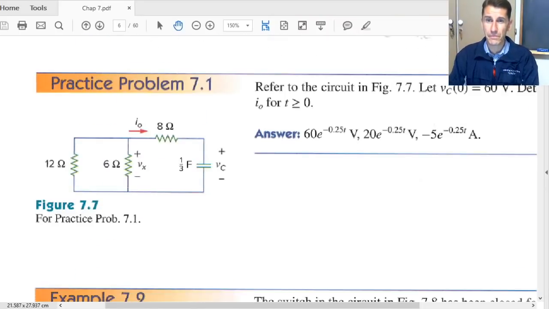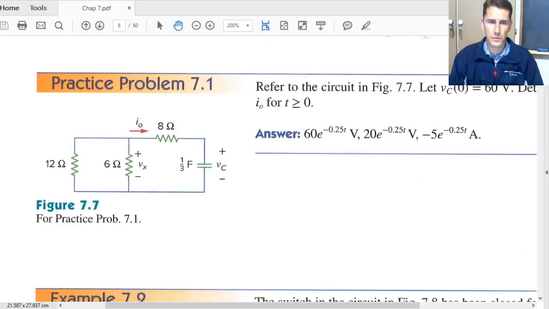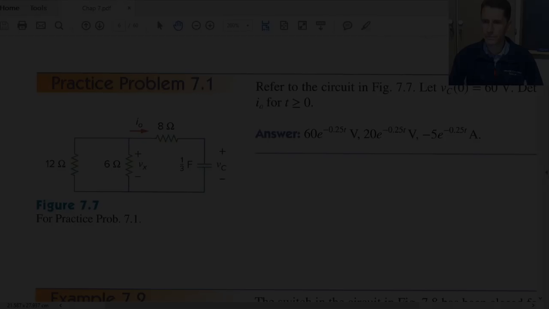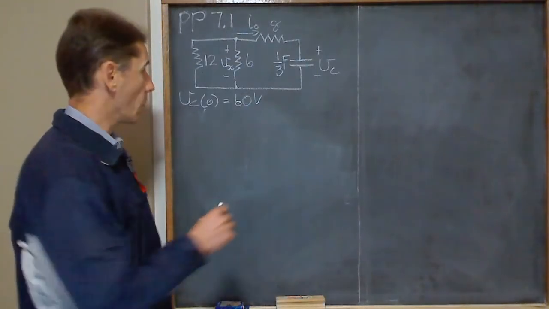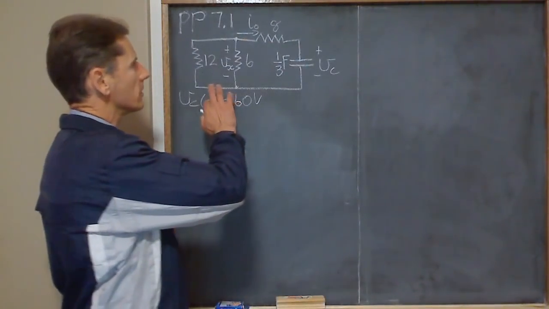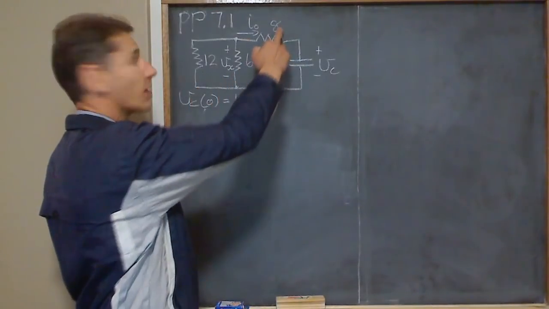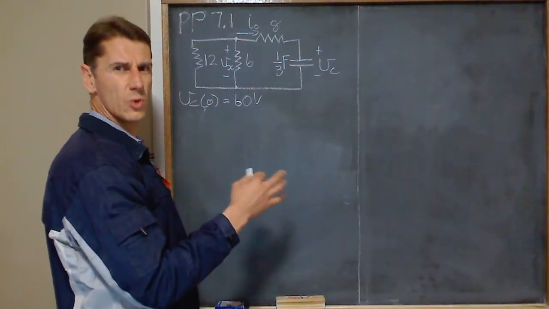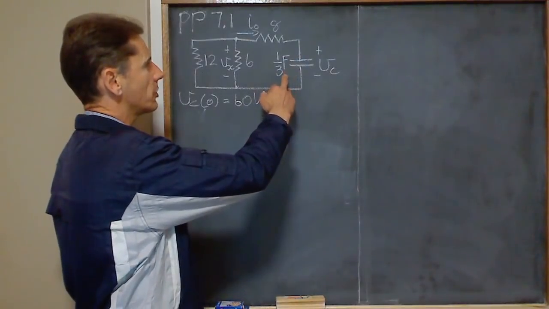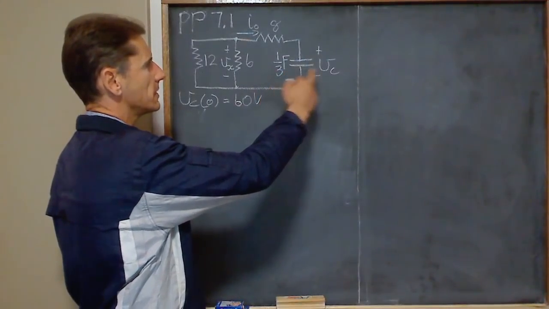Here we go. So there's a 12 ohm. Well, you know what? Let's just go over to the board. Okay, so practice problem 7.1. We've got a fairly simple circuit here. We've got a 12 ohm, a 6 ohm, 8 ohms. You'll see I never write ohms because it's always ohms. And I've got a 1/3 of a farad capacitor here.